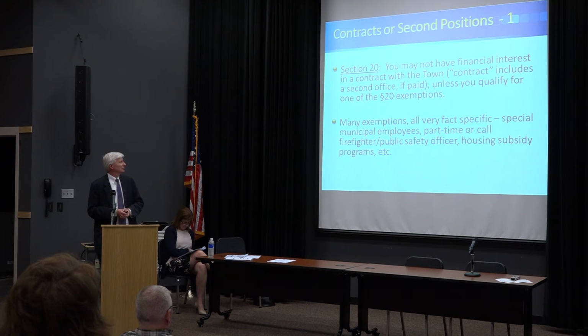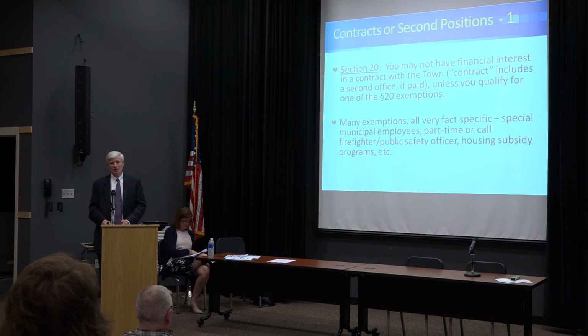Section 20 is pretty much the worst section there. It's extremely long. What it says at the beginning sounds not so bad. You may not have a financial interest in a contract with the town unless you qualify for one of the exemptions. There are a ton of exemptions. I can't go through them all. But again, they are very fact specific.